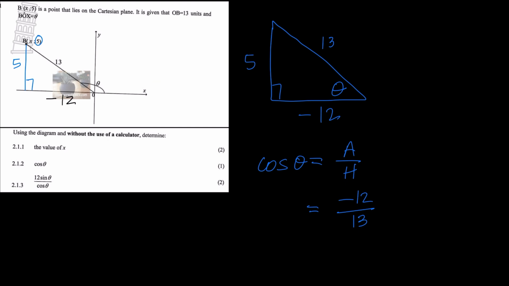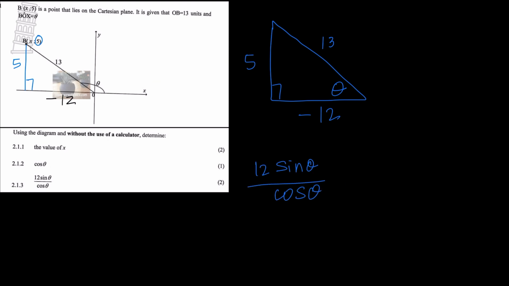And the last question, 2.1.3, 12 sine theta divided by cos theta. Now we can work out what sine theta is. We know what cos theta is, and we can simplify. So we're going to have 12 and then open bracket sine of theta. Remember, sine is opposite over hypotenuse, so it's going to be 5 over 13, divided by cos theta, which we worked out previously as minus 12 over 13.